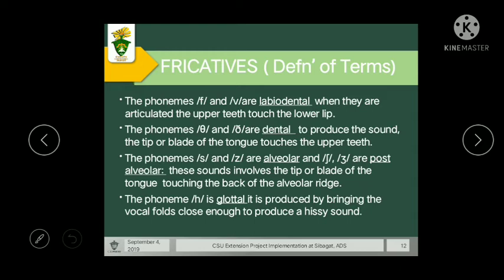Post-alveolar. These sounds involve the tip or blade of the tongue touching the back of the alveolar ridge. The phoneme h is glottal because it is produced by bringing the vocal folds close enough to produce a hissing sound.